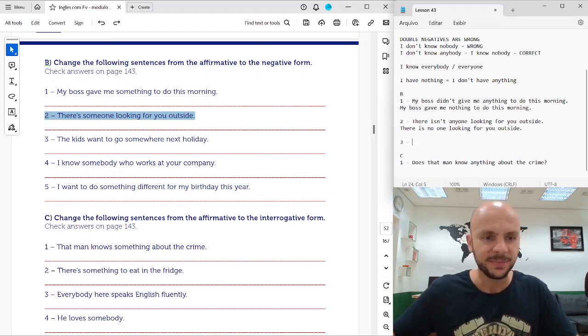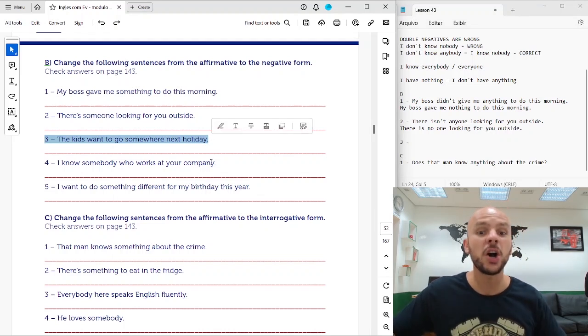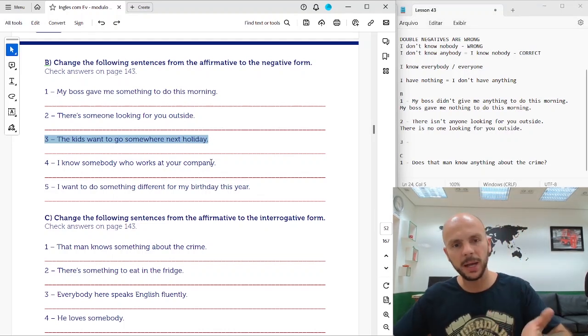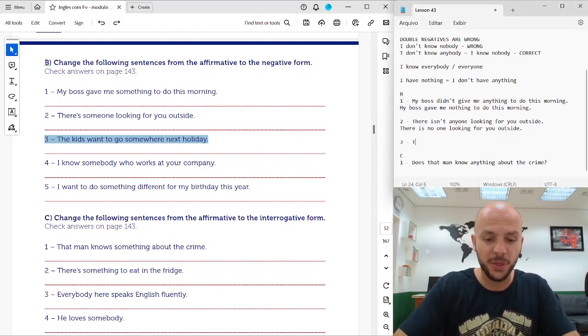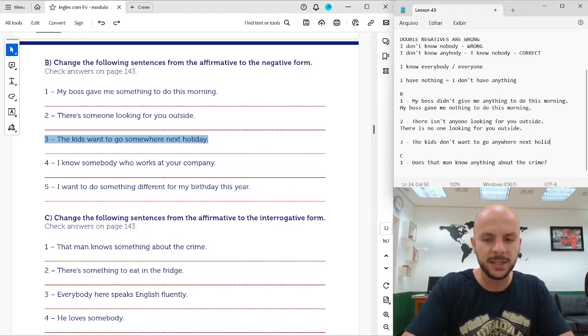3. The kids want to go somewhere next holiday. The kids want to go somewhere. Algum lugar. Next holiday. Negative. The kids don't want to go anywhere next holiday. Okay? Anywhere next holiday.